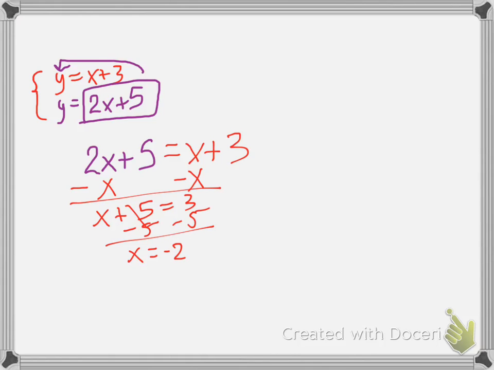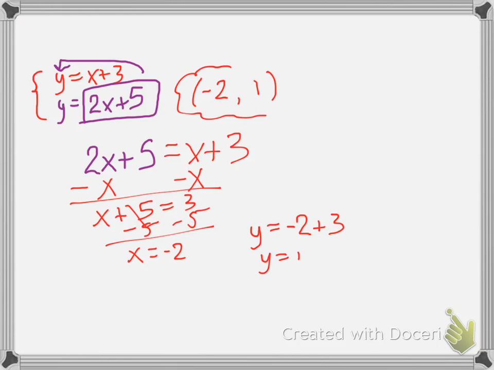Now I know that the answer has a -2 in it for the x, and I'm still trying to look for the y. So now I've got to substitute this -2 into either equation. I'm going to go ahead and substitute it into the top equation, and I get y equals 1. So now, voila, I have the answer.